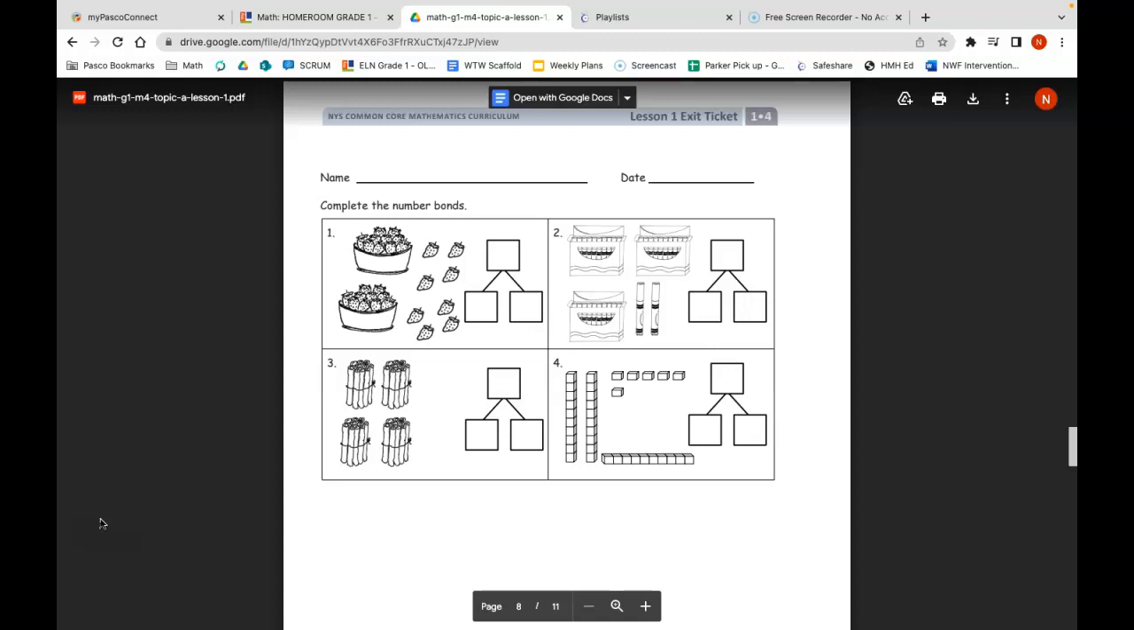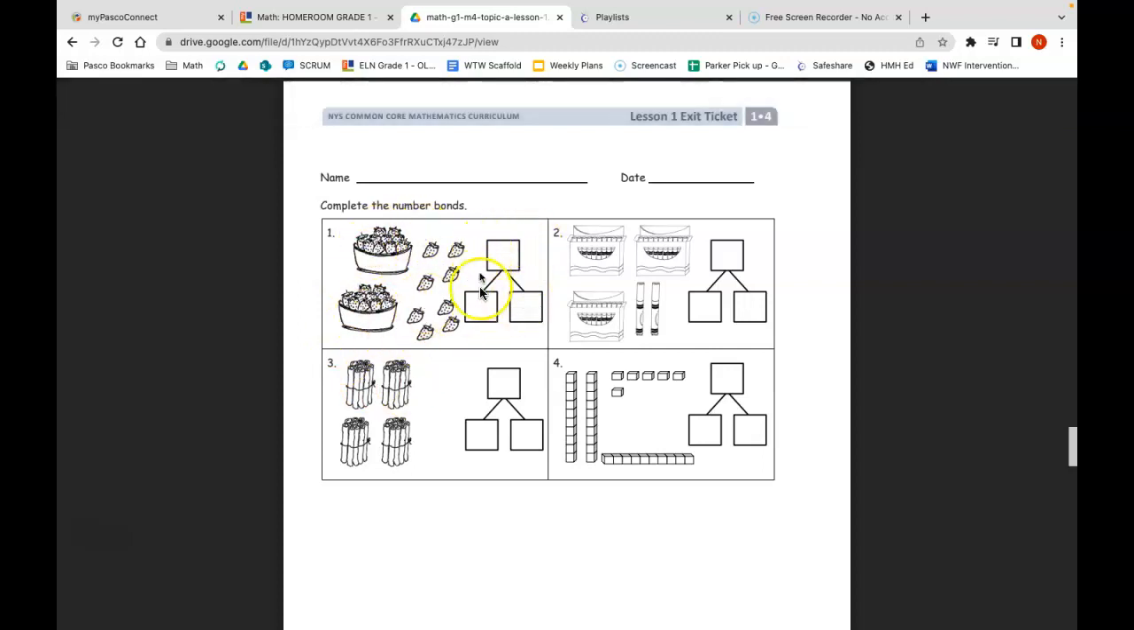So if you remember from our practice in our learning video, we are going to be taking this picture and putting it into a number bond. Now the most important thing I want you to remember is that these little bundles right here, or groups, they each equal 10. So you don't have to sit there and count all of those little strawberries. I am telling you that this equals 10 and this equals 10.